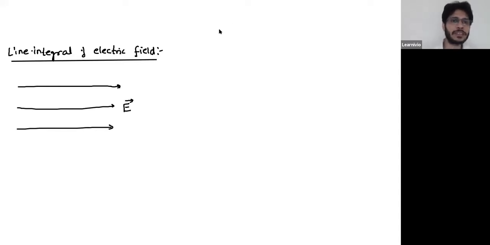Conservative field means if you take a charge from one point to another in this field, let's say this is point A, and this is point B, and we are carrying a charge Q from A to B, we can carry this charge Q from A to B through any path. You can take it directly from A to B, or along this path or through this path. So if your field is conservative, then your work done will remain same. Work done will be independent of path.